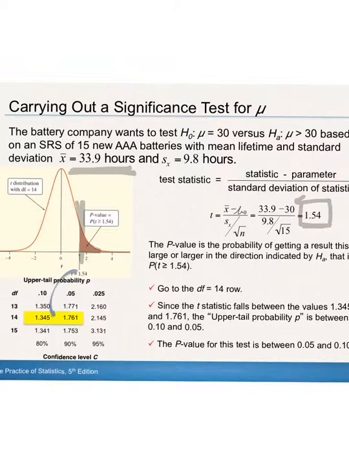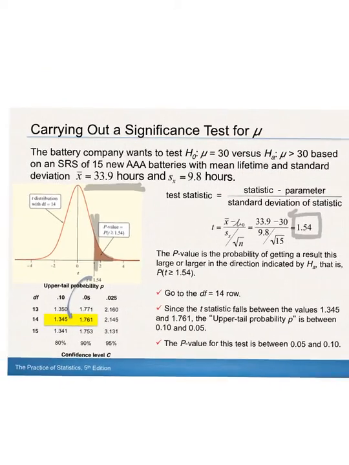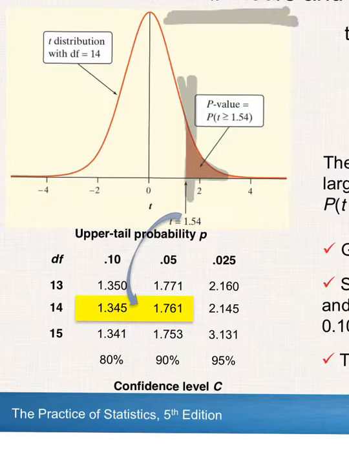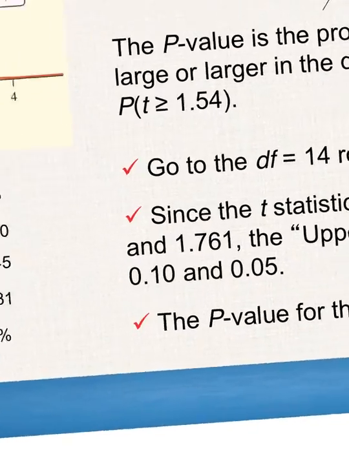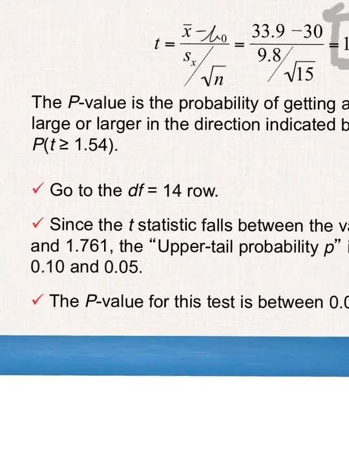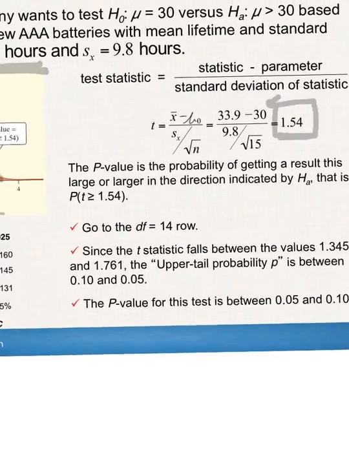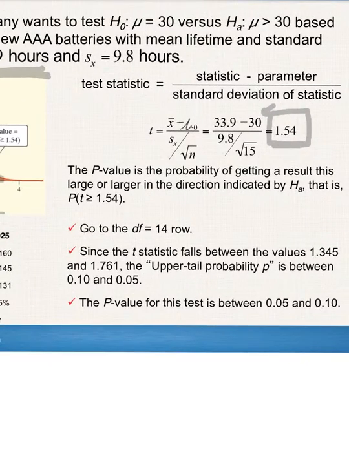So we're going to go ahead and find that 1.54. We look at our degrees of freedom, which is 14, and we're looking at the upper tail probability. Our value of 1.54 falls right in between 0.10 and 0.05. So that means that our p-value is somewhere between 0.05 and 0.10. So the p-value for this test is between 0.05 and 0.10, and then we have to decide what to do with that.